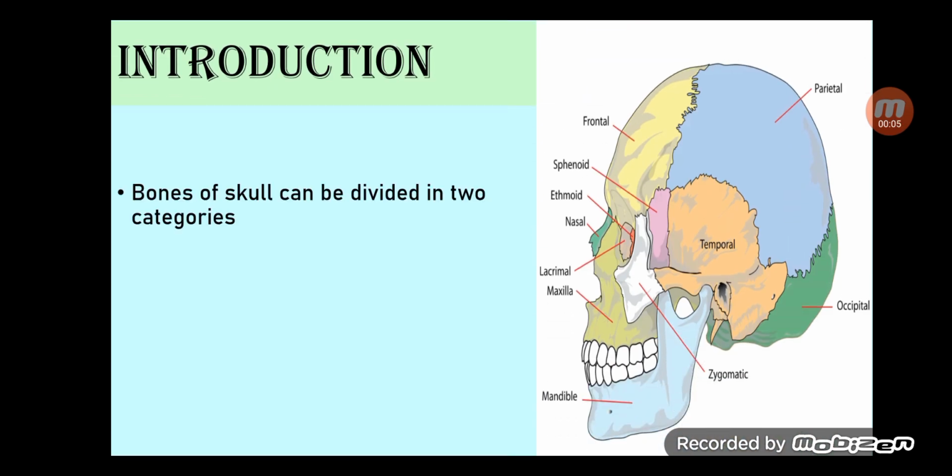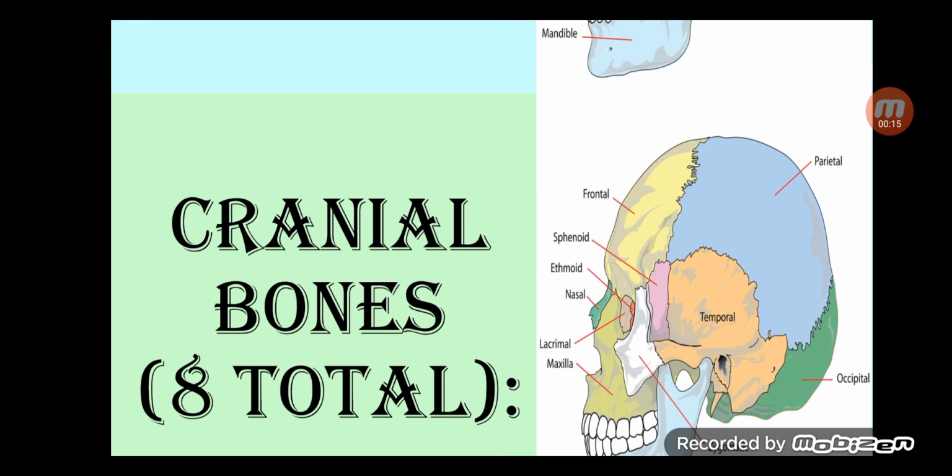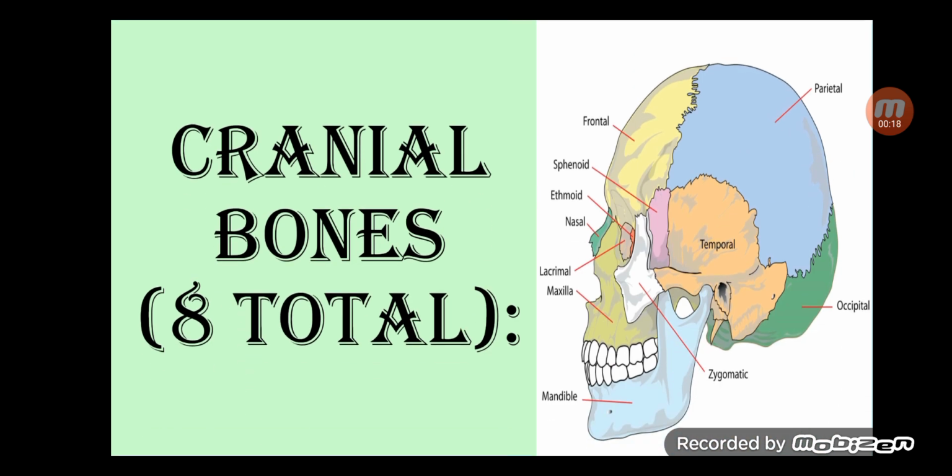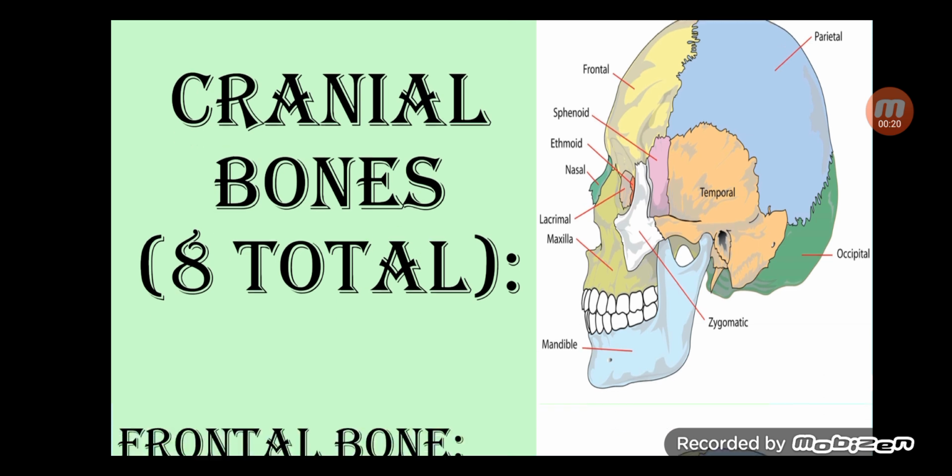Starting our topic with the introduction, bones of the skull can be divided into two categories. The first category is facial bones and the second category is the cranial bones. First we will talk about the cranial bones, and the cranial bones are a total of 8 in number.